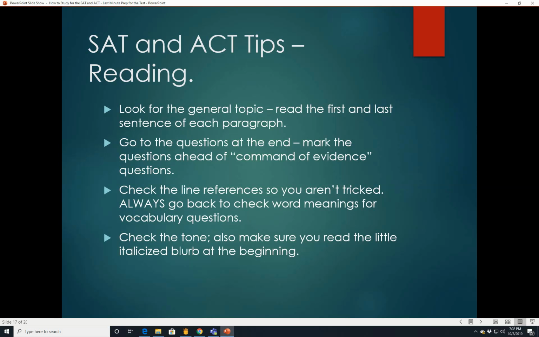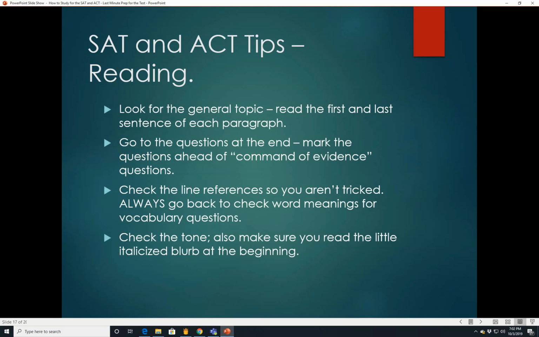Also, check the tone. When you read the little italicized blurb at the beginning, it might tell you something about who's writing it. If it says it's by the head of Greenpeace, the head of Greenpeace is obviously going to have a very different opinion than the head of Exxon.